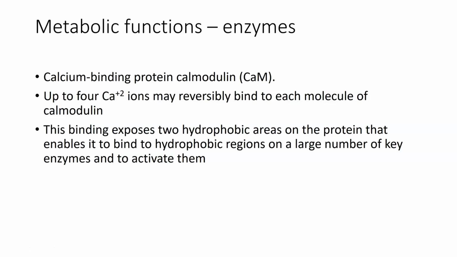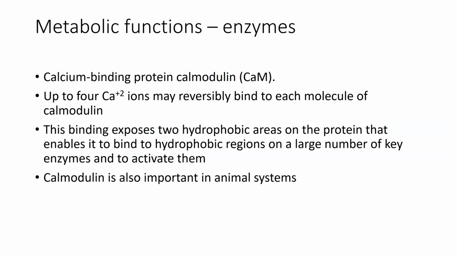The binding exposes 2 hydrophobic areas on the protein that enables the protein to bind to hydrophobic regions on a large number of key enzymes and then activate them. So the calmodulin is a very important type material on plants. Calmodulin is also important in animal systems. Calcium is important in the structural and functional parts of animal systems as well. This is the exact same protein that's found in both plants and animals. So it's another example of where you can find similarity between these materials.